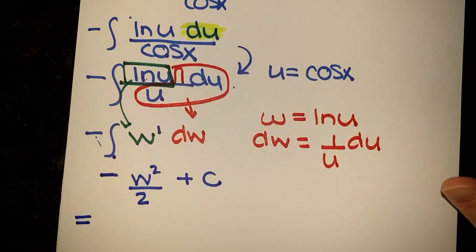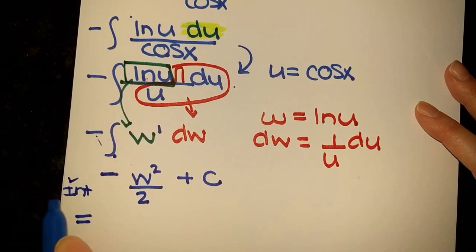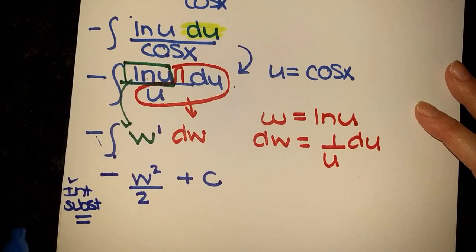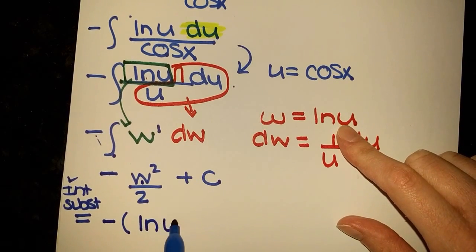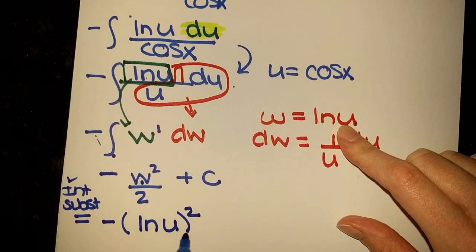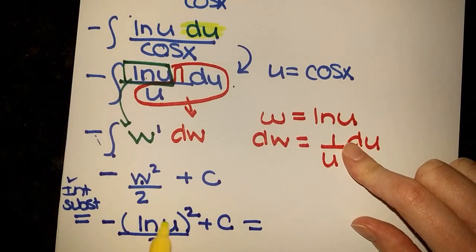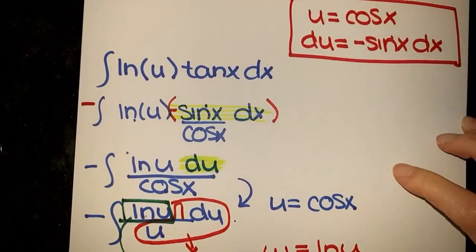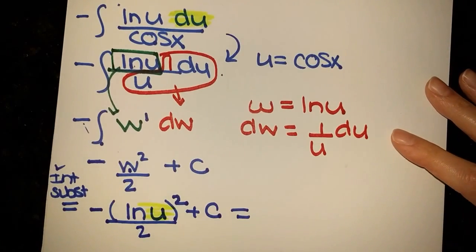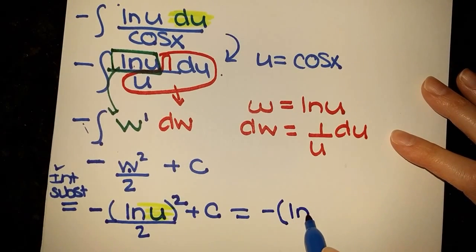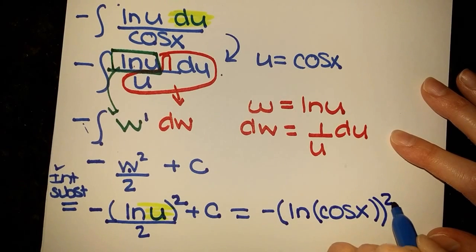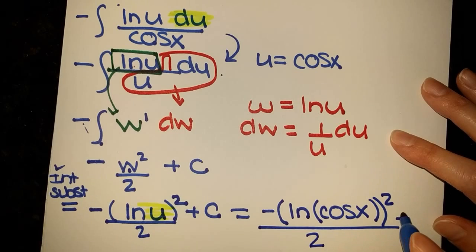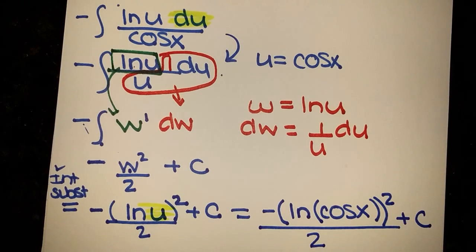So at that point, we have integrated, and after we integrate, then we substitute back. So we'll have negative. Now, my w substitution is going to go in as natural log of u quantity squared over 2 plus C. Then I make my u substitution, and u is defined as cosine x. So this will become negative parenthesis natural log, and in for that u, I will put in cosine x quantity squared over 2 plus c. And that will be our final answer.